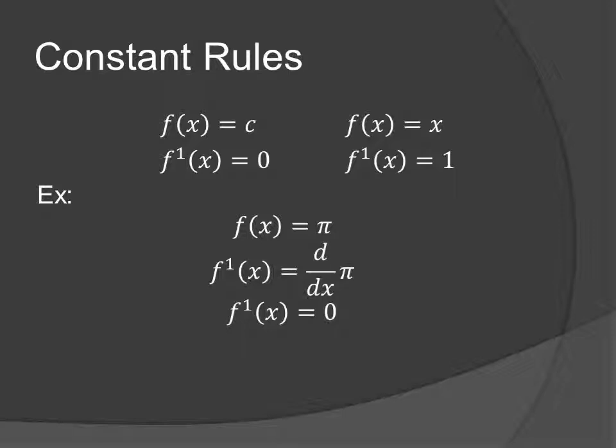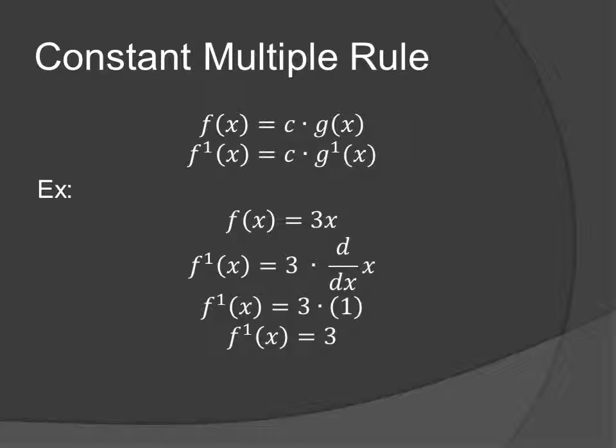The constant rule states that if f of x is equal to c, then the derivative of f of x is 0. It also states that if f of x is equal to x, then the derivative of f of x is equal to 1. So for an example, if f of x is equal to pi, then the derivative is equal to 0, because pi is just a constant.